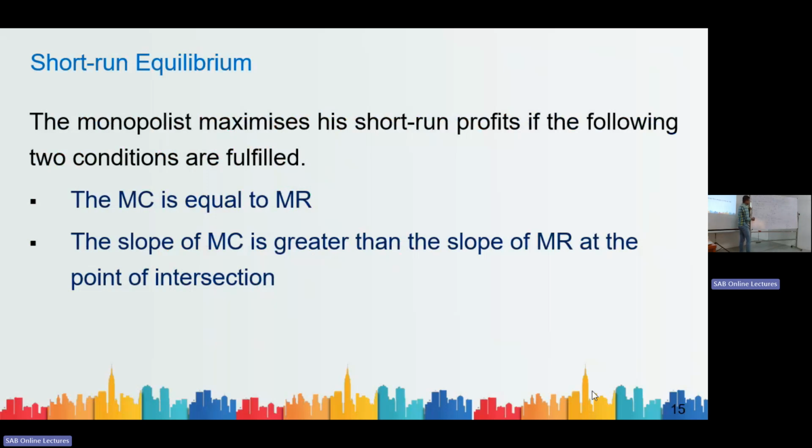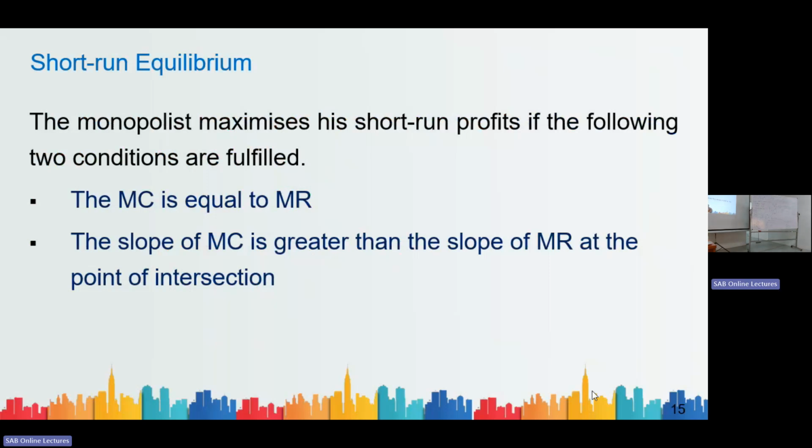MC is the slope of TC. We found MC by differentiating TC. To find the slope of MC, we have to differentiate MC with respect to Q. This is the slope of MC. MC is constant. A constant differentiated by Q, the result is 0.